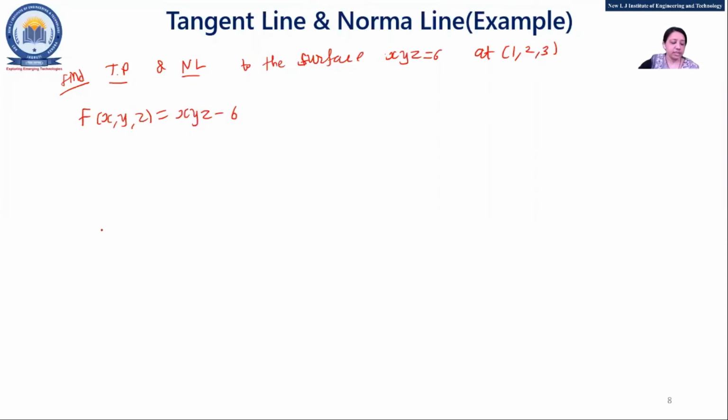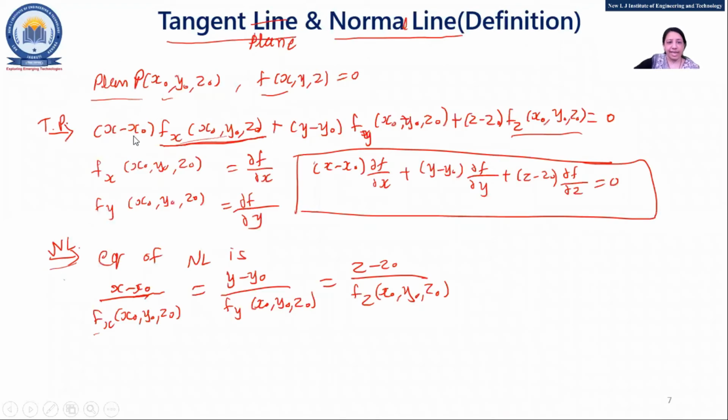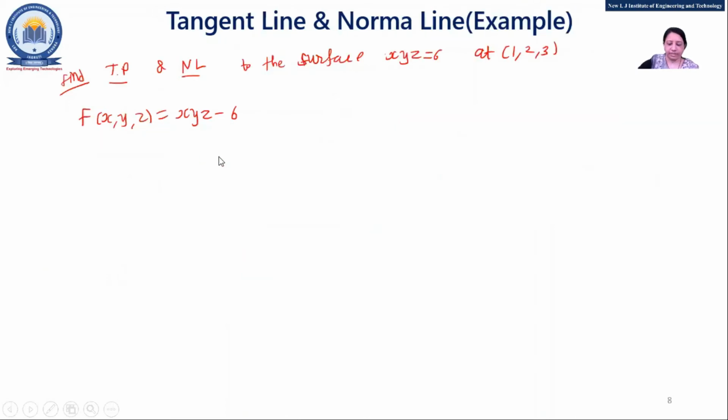Okay, so what is the definition of tangent plane? Tangent plane is x minus x0 into fx at x0, y0, z0. So first we'll find fx. Fx at x, y, z, or x0, y0, z0, that is nothing but del f by del x. So yz, and minus 6 is constant, so 0. Now this is fx of x, y, z.